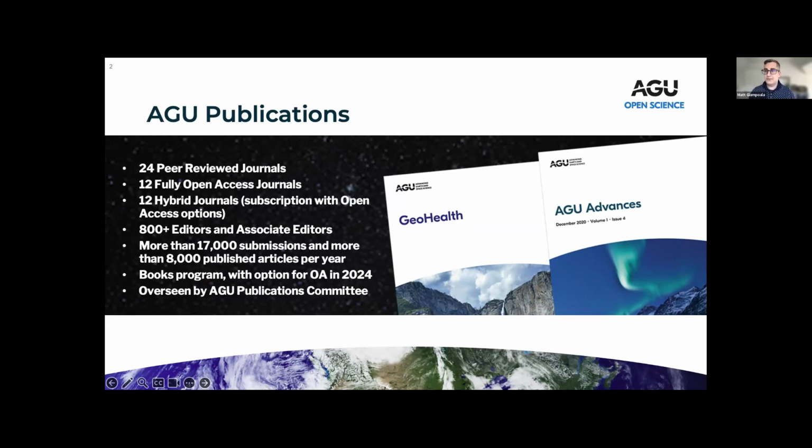It takes a lot of people to make our journals run. I have 27 staff. We have over 800 editors and associate editors because we have more than 17,000 submissions a year and publish more than 8,000 articles a year. We also have a books program, which we're trying to push to more open access options, and all of this is overseen by AGU's Publications Committee.